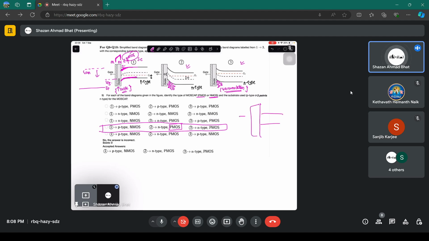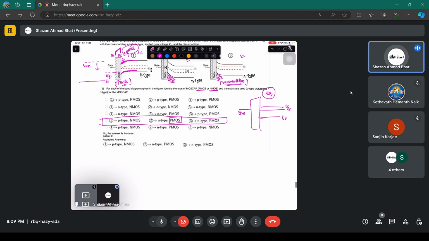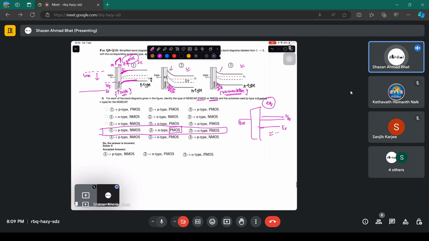If this is N-type, ideally under equilibrium, it looks something like this. This is the conduction band, this is the Fermi level of metal. Let's not confuse you by drawing the Fermi level inside the oxide, but there will be a Fermi level somewhere in the middle of it. This is the valence band, and this is the equilibrium condition. But the bending here shows that there is some non-equilibrium condition.